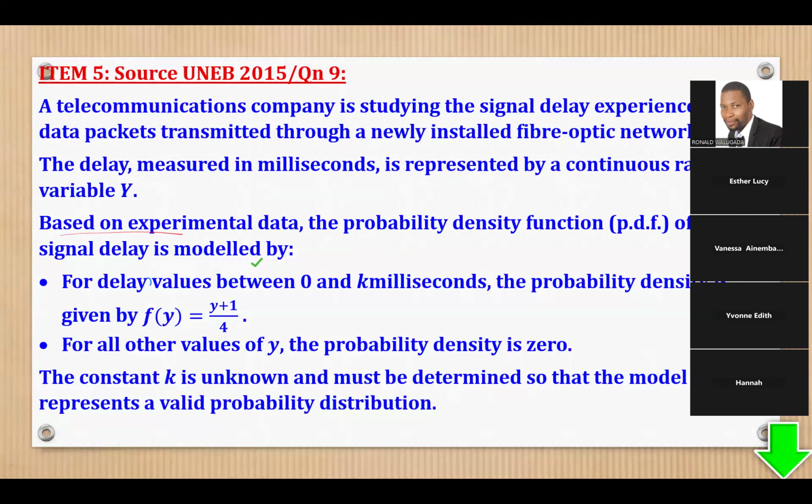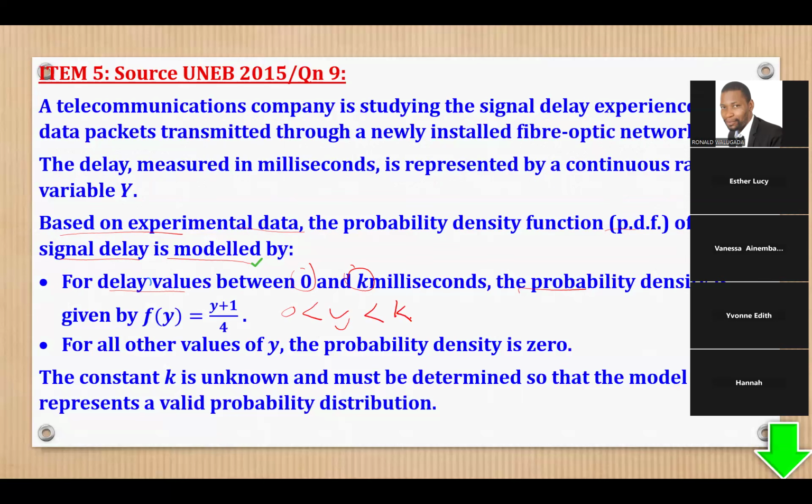Based on experimental data, the probability density function of the signal delay is modeled by 1/4(y + 1) for delay values between 0 and k. The probability density function is this. So this one is for this inequality, y from 0 to k.